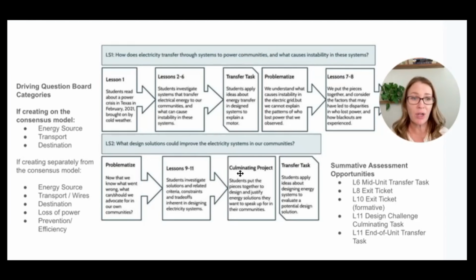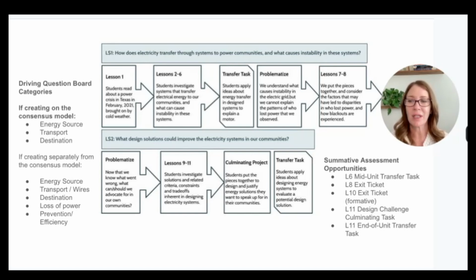It's the design project. And so can they use the criteria and constraints and their understanding of energy transfer to design a grid for their community? And then the ending transfer task, also in lesson 11, is all about a solar power plant. It's called Sand and Mirrors. And so it's using all of that information developed so far into that final transfer task.